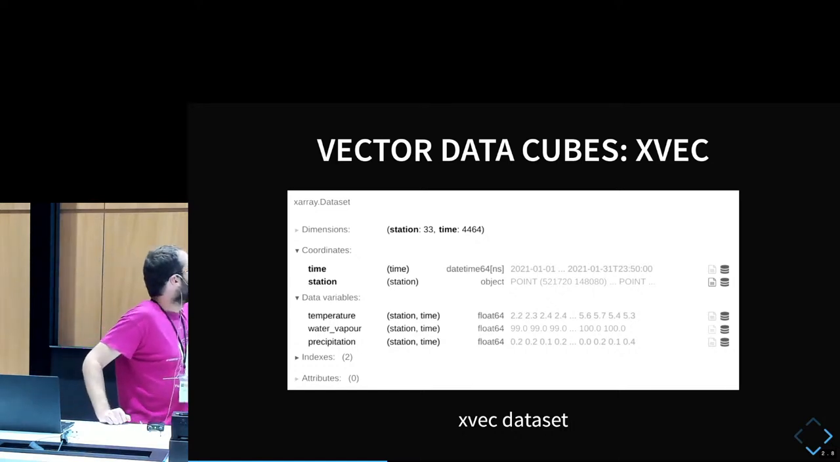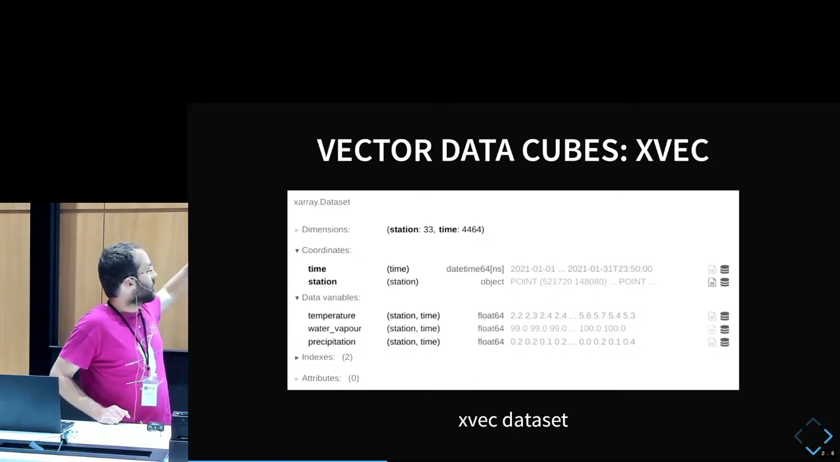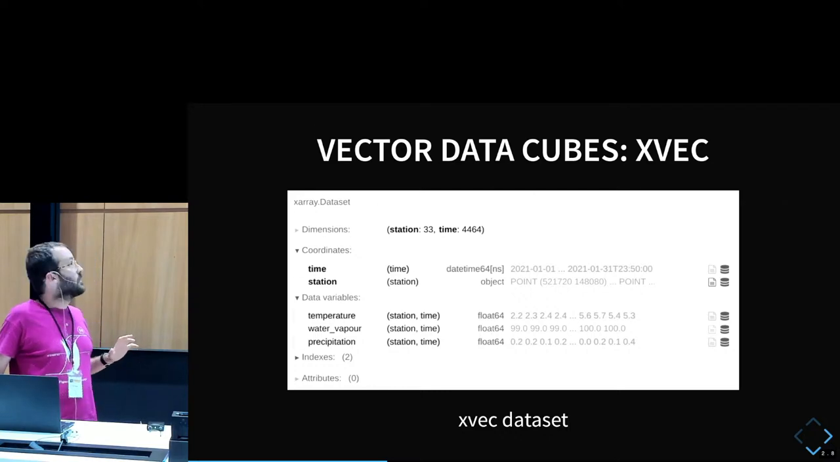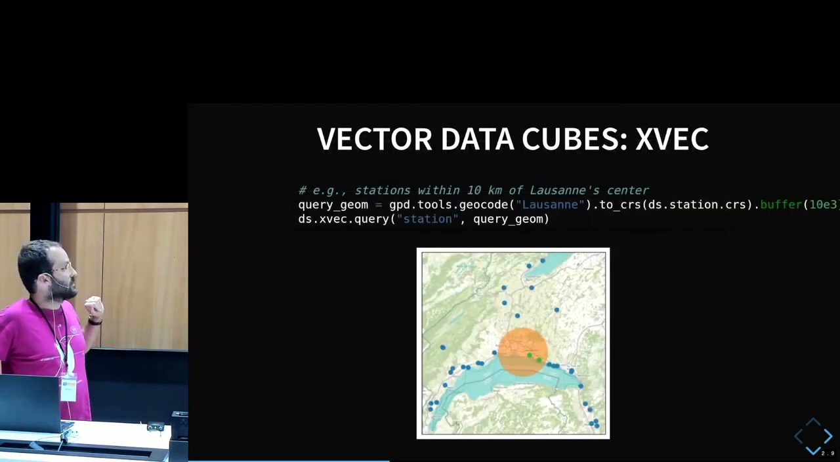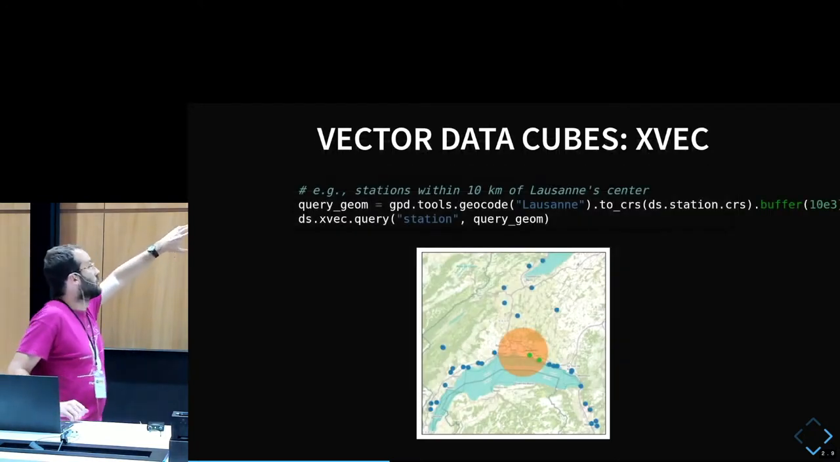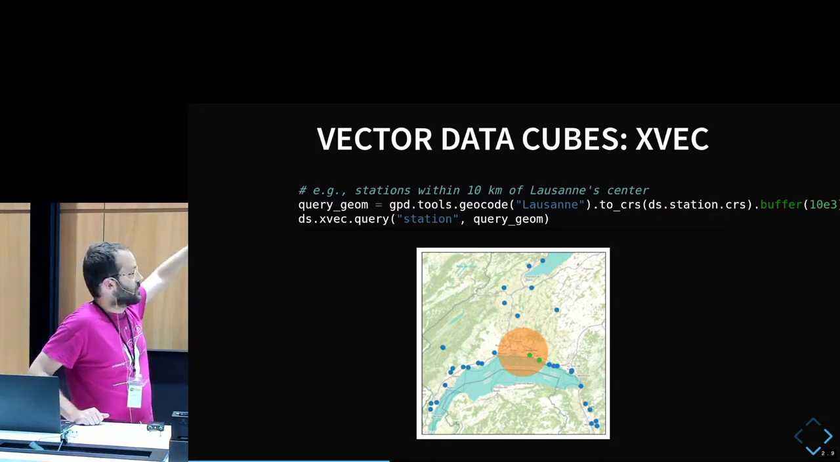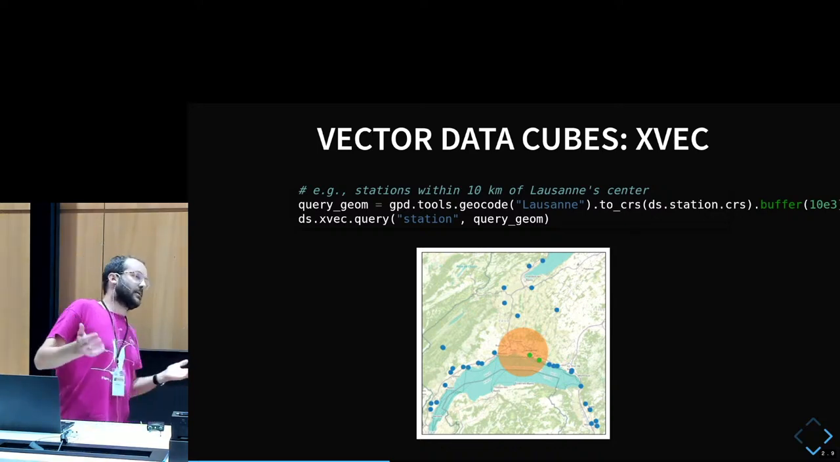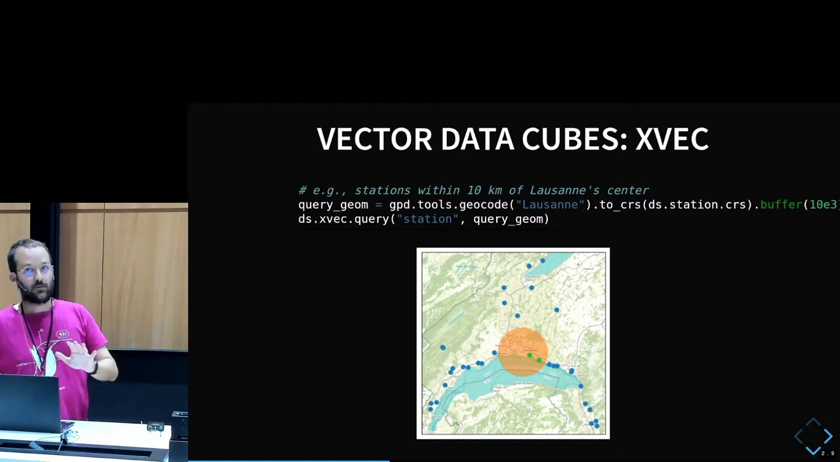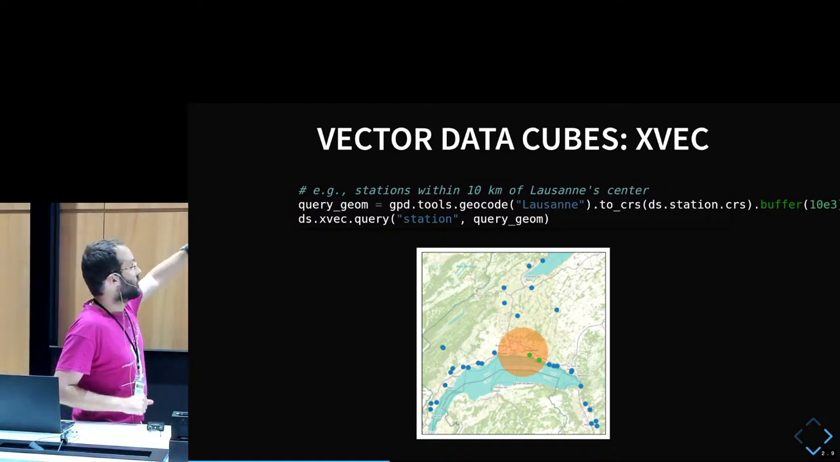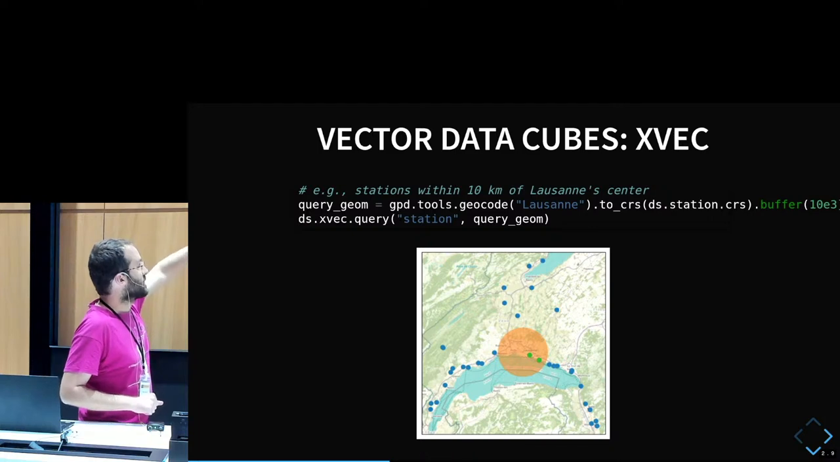And I have two indices, one which is the station and one which is the time. So that's the advantage: the time series operations are directly supported by xarray, so that's already there. And the spatial operations are quite easy to perform using xvec.